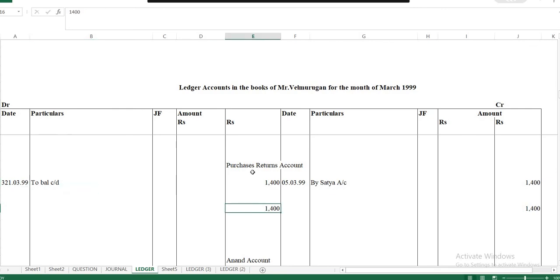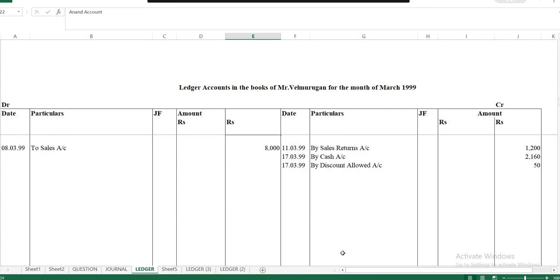Give the date 31/3/99. This balance carried on, to balance carried on, will be taken over to the next month, which is known as by balance brought down. Okay, this amount 1400 has to be given. Whatever I have carried down, that same amount has to be brought down. And the date has to be given as 1st April next month. So 1400. Draw lines over here. Don't forget to draw lines here.